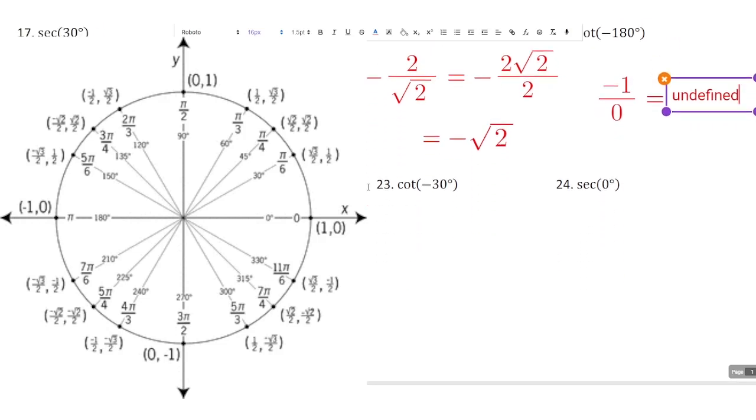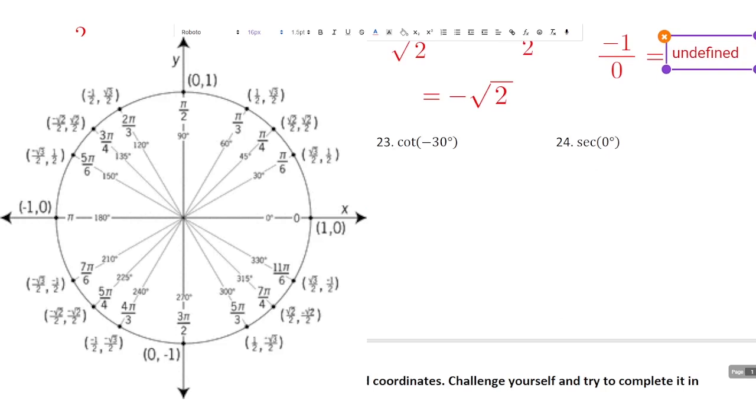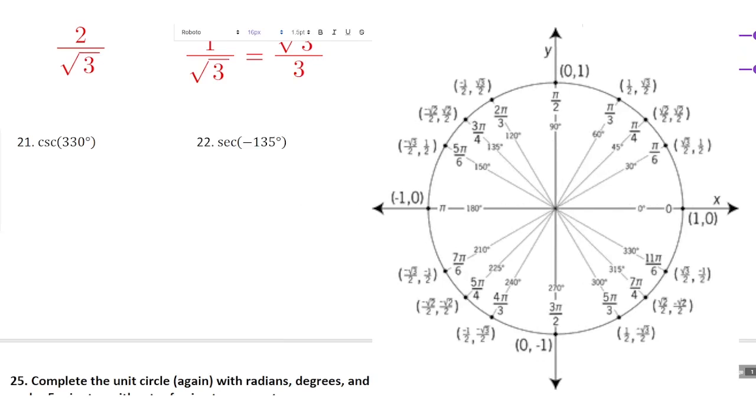Okay, moving down the page here at number 21. Cosecant of 330 degrees. 330 degrees is in quadrant 4. Cosecant is the reciprocal of sine, so we are going to reciprocate negative 1/2. And so that would be negative 2 over 1, or just negative 2.